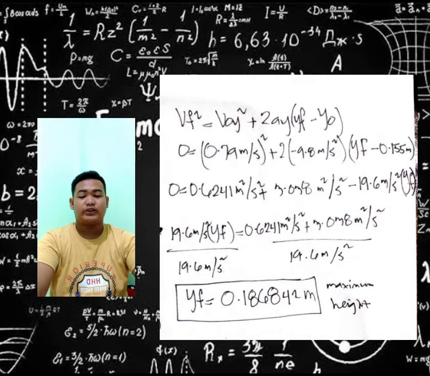And then 0 equals 0.6241 meters squared over second squared, plus 3.038 meters squared over second squared, minus 19.6 meters per second squared times maximum height. To get the maximum height, we transpose the maximum height to the left so it will be positive. So 19.6 meters per second squared times maximum height equals 0.6241 meters squared over second squared plus 3.038 meters squared over second squared. We divide both sides by 19.6 meters per second squared. So our maximum height is 0.186842 meters.